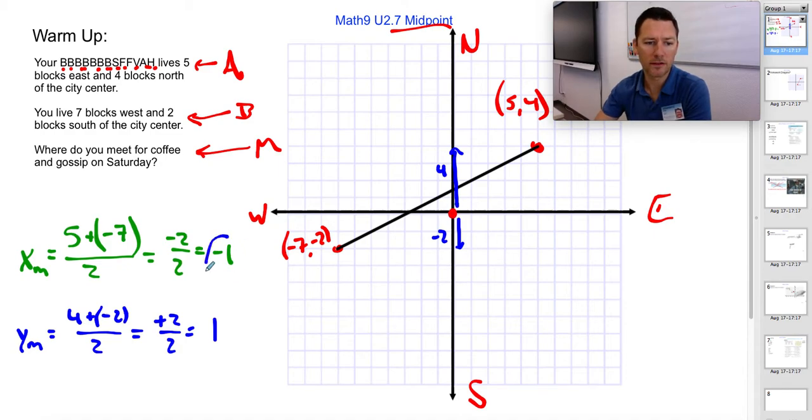So this is the x value, and this is the y value, and that's the midpoint. Without having to find the whole thing and divide by 2, you find the midpoint as -1 and 1.